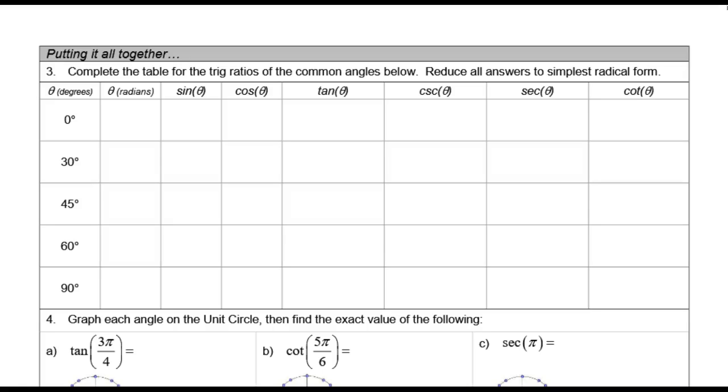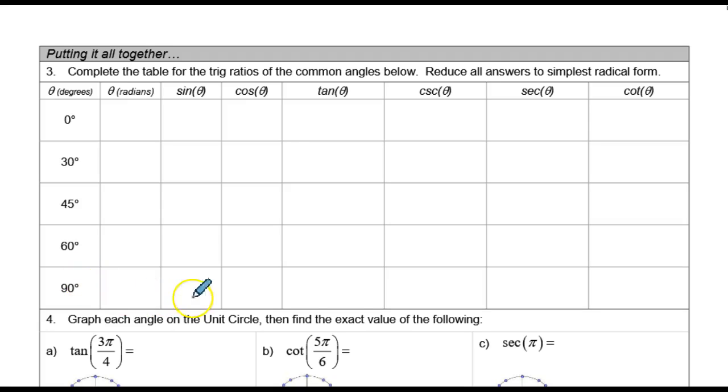All right, folks, we're moving on to the back side of this first guided problems template for section 10.3, and I call this little piece here putting it all together. So what we need to do now is complete the table for all the trig ratios of the common angles. You'll notice that these are only the common angles that fall between 0 and 90 degrees. And I'm going to ask you to reduce all answers to simplest radical form.